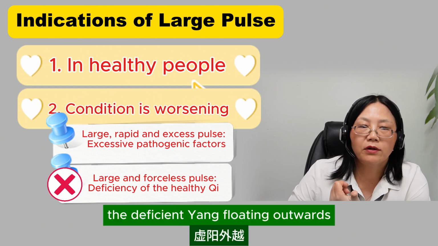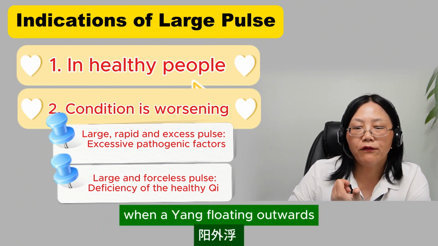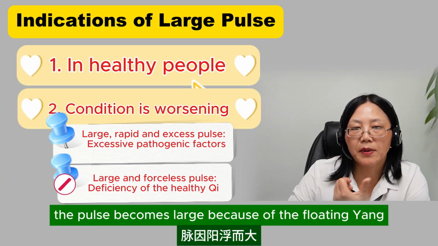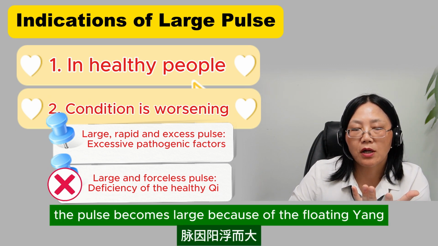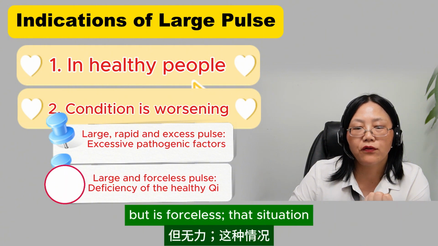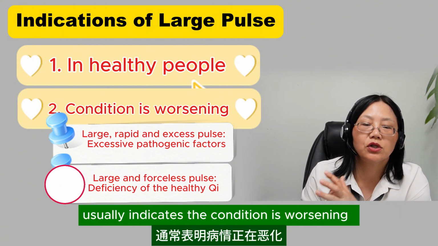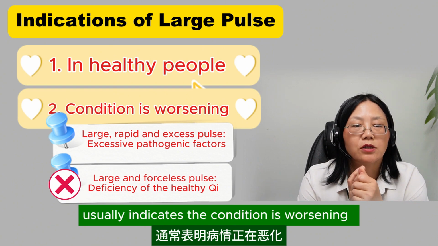For example, the deficient yang floating outwards. When the yang floats outwards, the pulse becomes large because of the floating yang, but it's forceless. That situation usually indicates the condition is worsening.